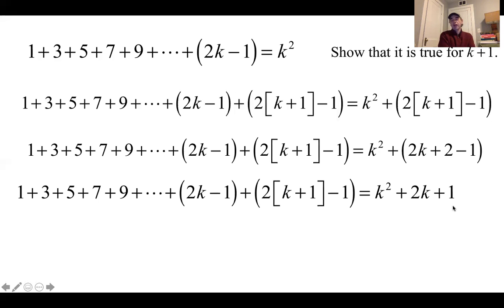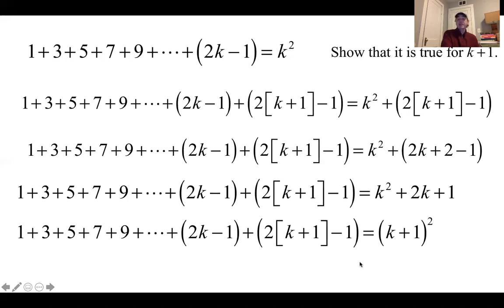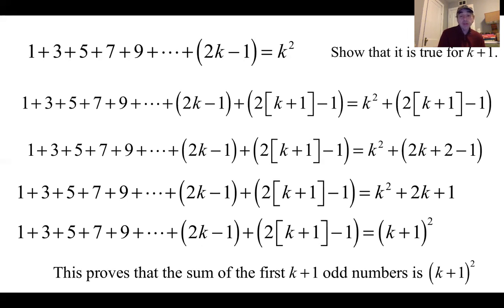So we look at that right side. k squared plus 2k plus 1. Does that factor? Sure it does. k squared plus 2k plus 1 is the same as k plus 1 squared. And is that not what we were trying to prove? Wasn't that our goal? Remember, the first k plus 1 odd integers added together give k plus 1 squared. That indeed was our strategy. That was our goal.